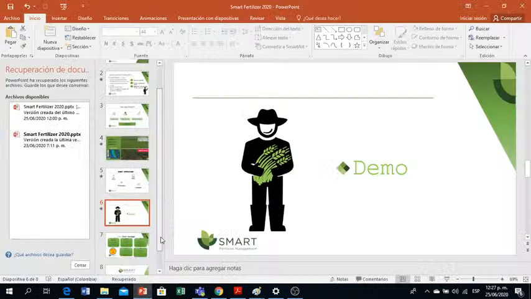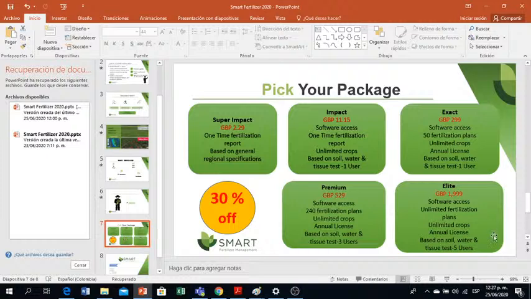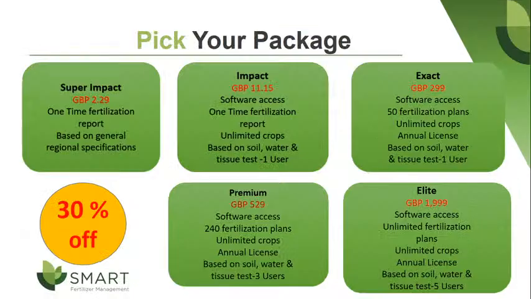So now I want to show you our license. We have 5 licenses. As you can see, we have Super Impact, Impact, Exact, Premium, and Elite. The difference between them is that some of them have more fertilization plans than the others. We have the Super Impact that you can use if you don't have any soil, water, or tissue analysis. We have our Impact that is for unlimited crops and for one user, and you can use it only one time because it's for one fertilization.